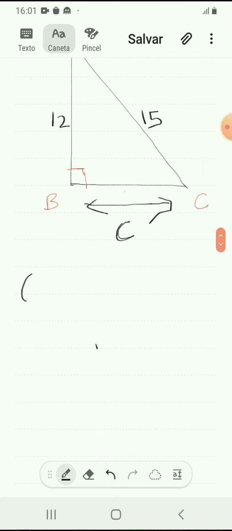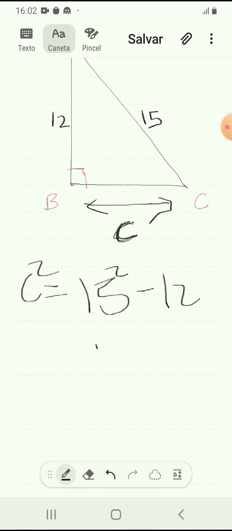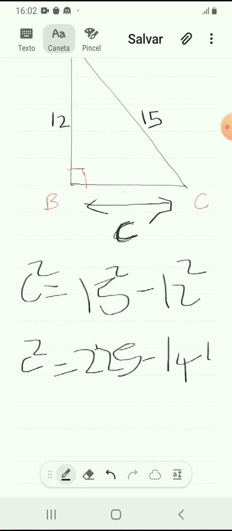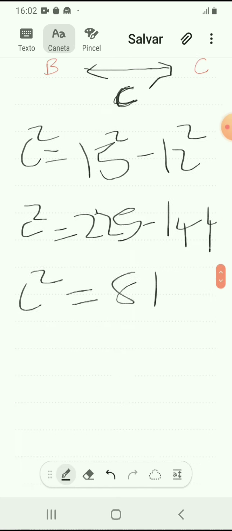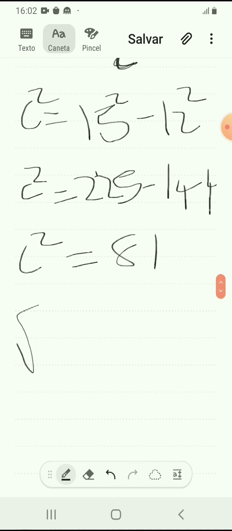Right, so C squared, let's say BC, we put C here. You can put any letter of your choice. C squared is equal to the longest side, 15 squared, minus what? 12 squared. So C squared, 15 squared is 225 minus 144, right? So C squared is 81. Yeah. So the same procedure, we square root both sides to find BC.